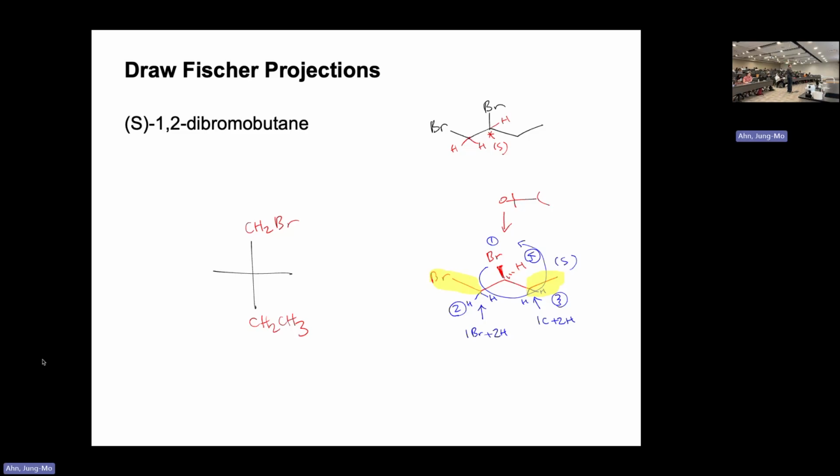Now, you're looking down, bromine is coming out of the screen, right? Which is on my left-hand side. So bromine goes left, hydrogen goes right.